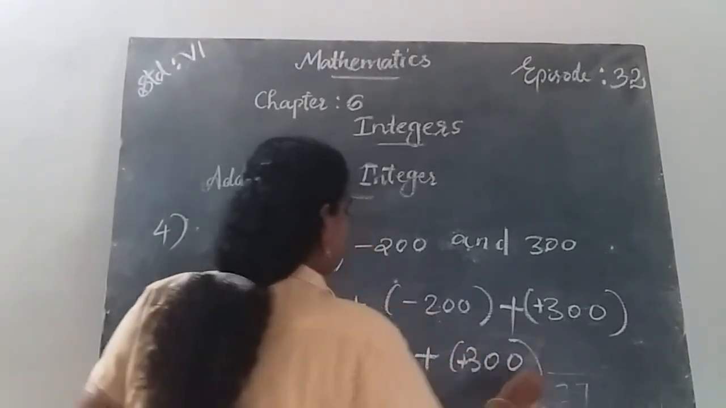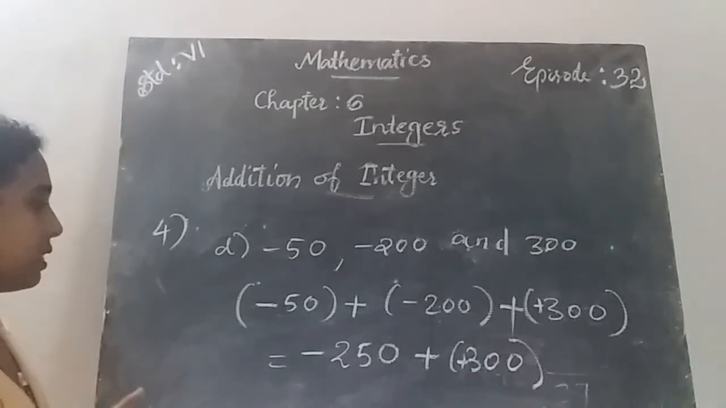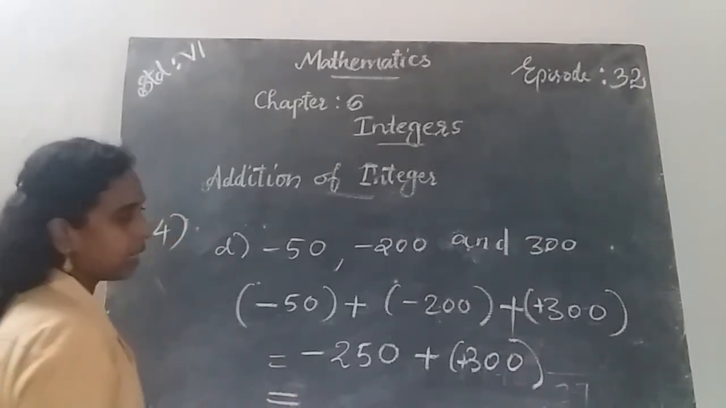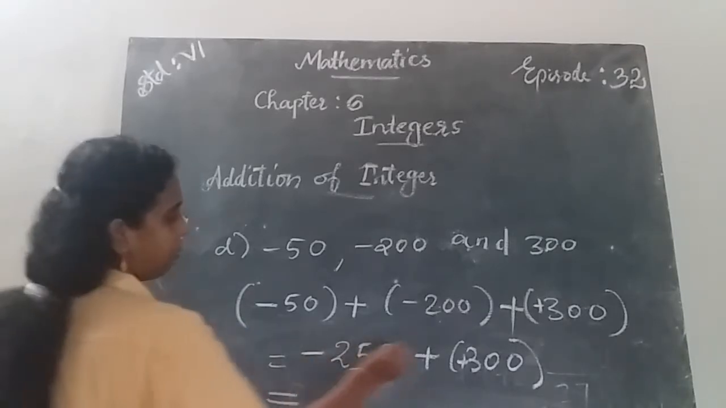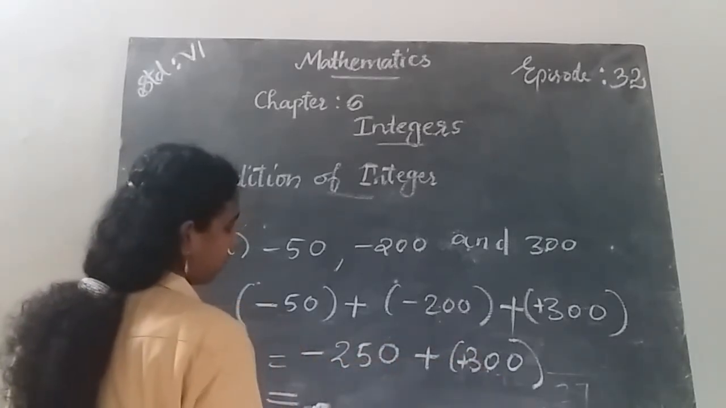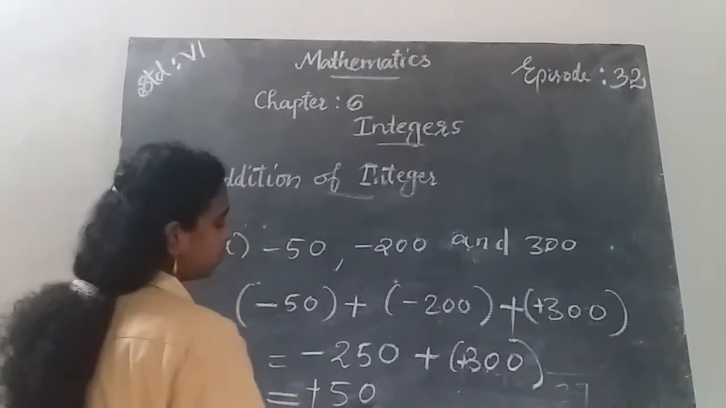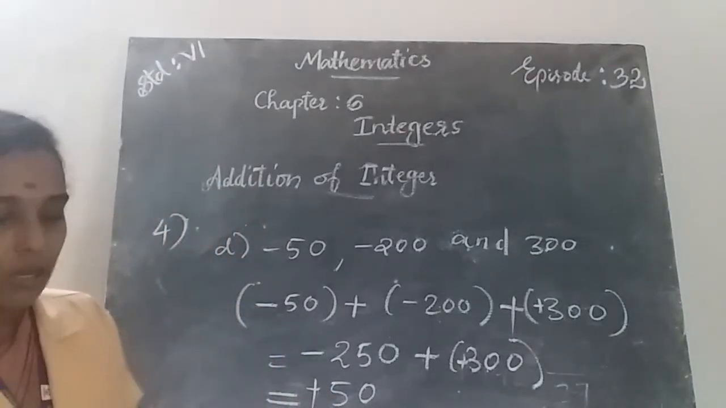Negative 250 plus positive 300. If we add a positive and a negative integer, we subtract the numbers and take the sign of the biggest number. So here 300 minus 250, we get 50, and here 300 is the greatest number and its sign is positive, so we get positive 50.